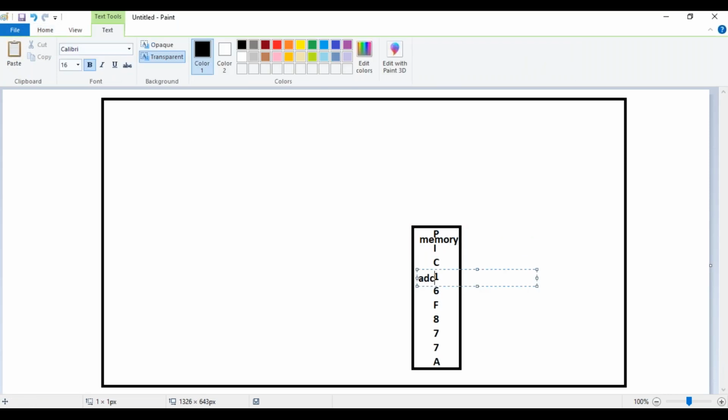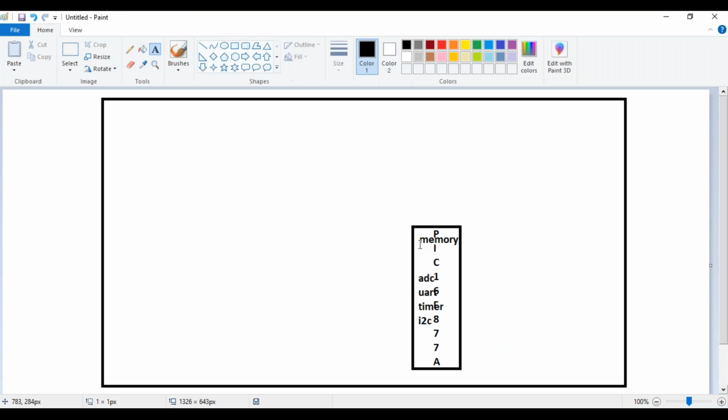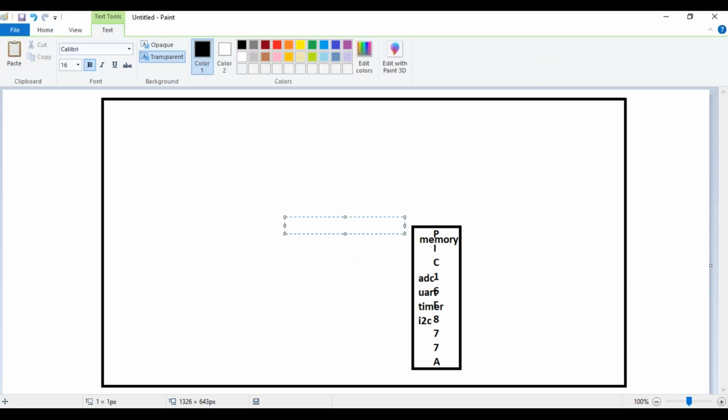Some ADC is already built in inside it. UART is already built in inside it. Then timers are already built in inside it. Then some communication protocols. Yes, I2C is also built in inside it. So like this, some peripherals are already available in your PIC microcontroller itself. Apart from this, you cannot put an LED inside this microcontroller. You cannot put a screen inside this microcontroller, or you cannot put a switch inside this microcontroller. So that is why they are available on this board.